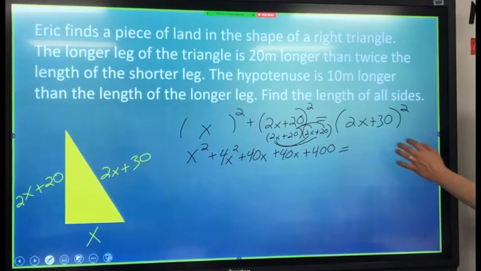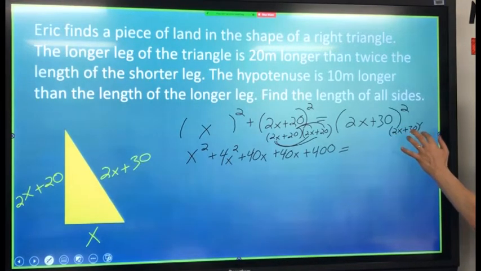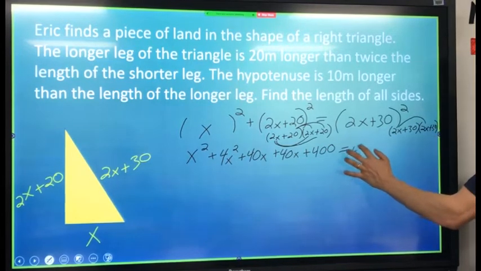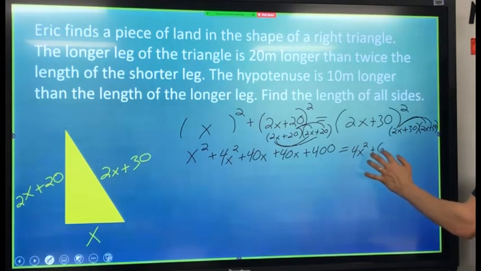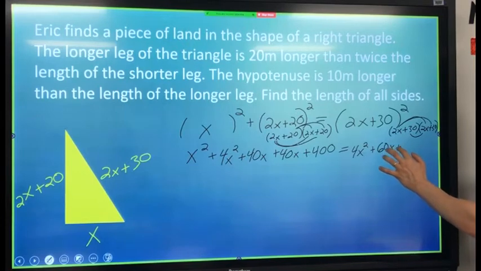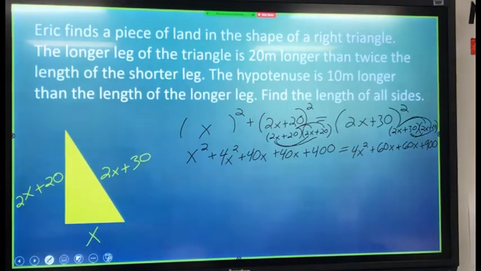Now let me break out this one and distribute. 2x times 2x is 4x squared. 2x times 30 is 60x. 30 times 2x is 60x. And 30 times 30 is 900. So I distributed it all out.